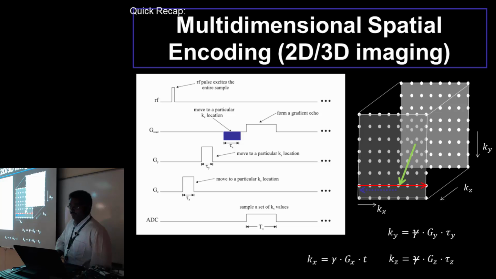Well, in fact, that's a good question. So typically there are rewinding gradients to bring you back to K0. Now, if you assume that your TR is long enough, then obviously there is no phase left for the next RF pulse. So there is no signal left before you apply the next RF pulse.